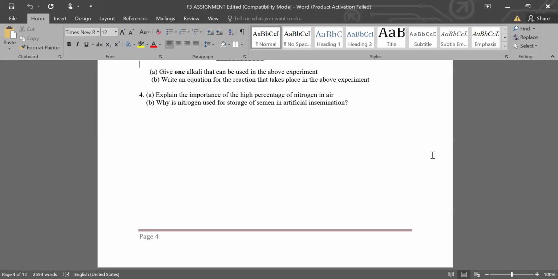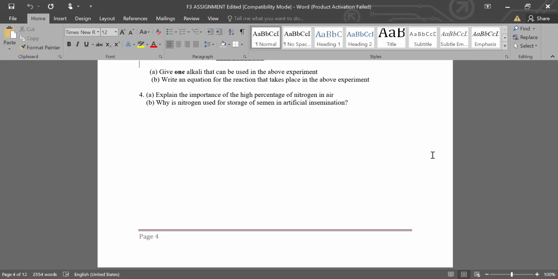We are now on the other question. Explain the importance of high percentage of nitrogen in the air. The percentage of nitrogen in the air is 78%. That is the highest amongst the gases that are in air, followed by oxygen, which is 20%. Then we have carbon dioxide. So the highest percentage is nitrogen, and it has a very great role in the air.